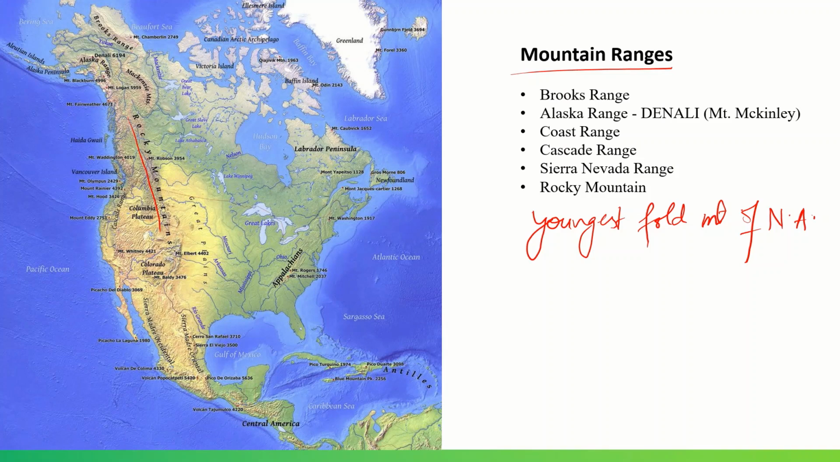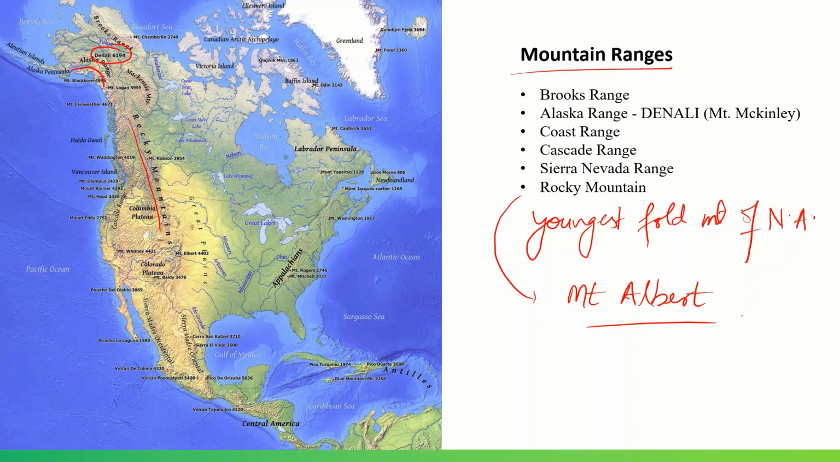The highest peak of the Rocky Mountains is Mount Elbert. This point should be noted: which is the highest peak of the Rocky Mountains? The answer would be Mount Elbert. Now we can see Alaska here. The range related to Alaska is the Alaskan Range, which has the highest peak of North America, known as Denali.